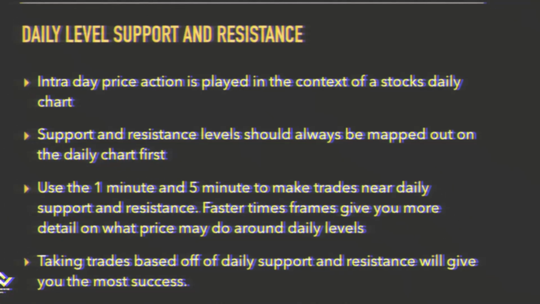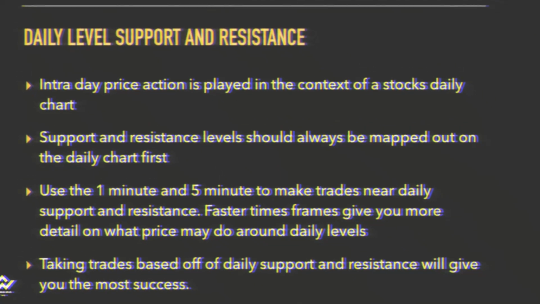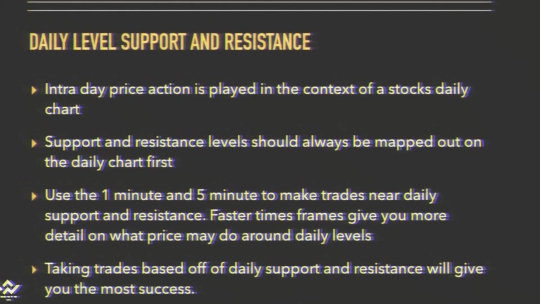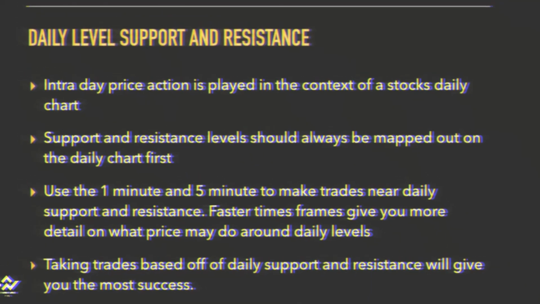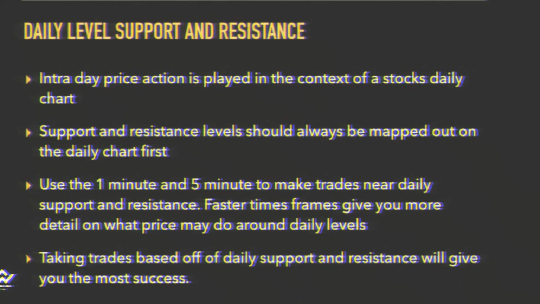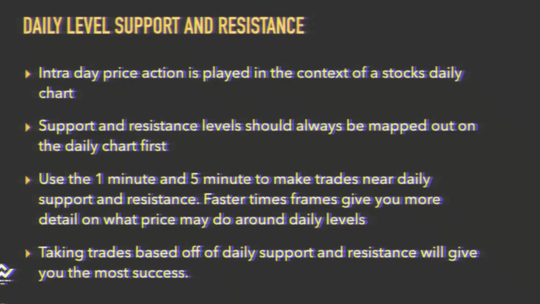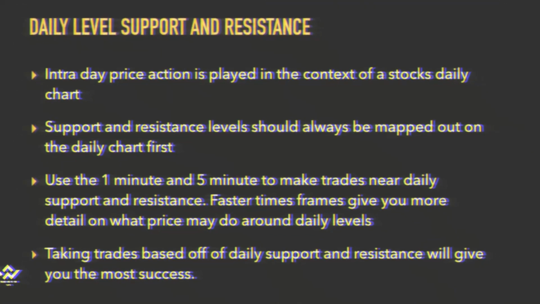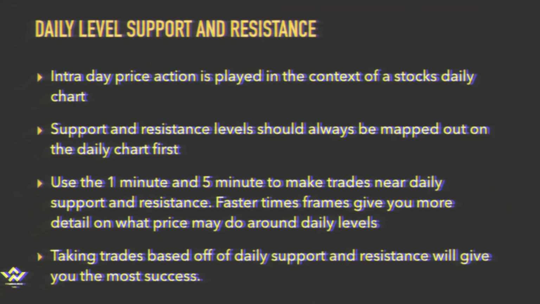When mapping out support and resistance, it is always important to start with the daily chart first, because stocks tend to trade in the context of its daily chart. Support and resistance levels on the daily chart will always be stronger than support and resistance on faster time frames, such as the 1 minute or the 5 minute chart. We only use the 1 minute and 5 minute charts to see in more detail what the price action is doing around these daily support and resistance levels so that we can determine how we are going to trade the stock. By taking trades based off daily support and resistance, we can obtain a higher probability for success.